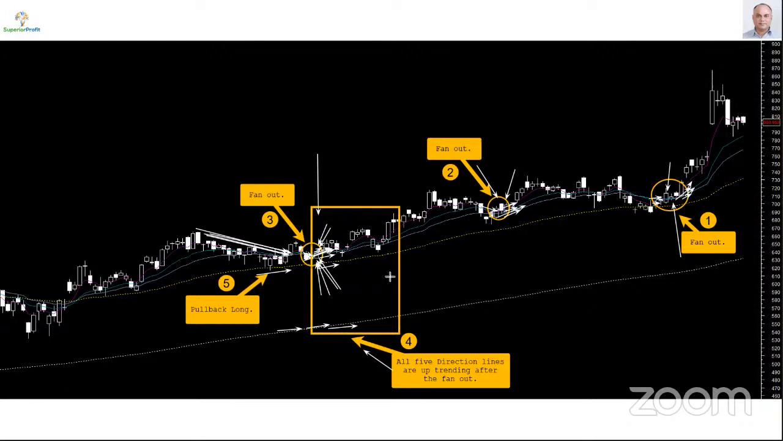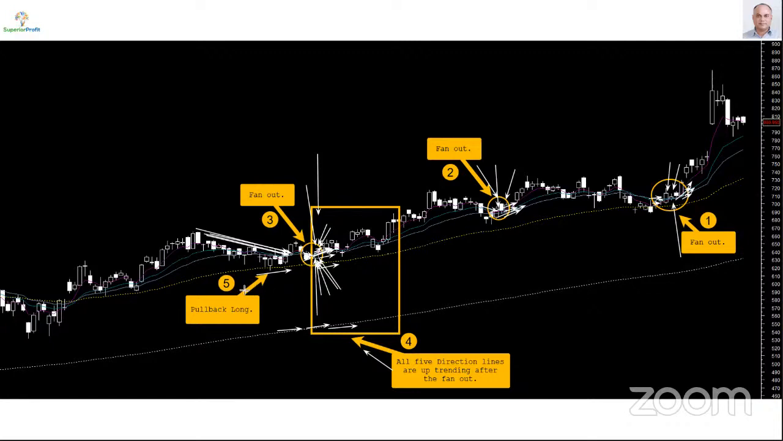Again, these are not checklist conditions for go with flow long setup, but as I mentioned, if I have go with flow, that's great. I take the trade. If I have go with flow with fan out, that is great. And now if I have a go with flow with fan out, and the first time all direction lines coming together in an uptrend, that's even better. And that would be in fact the lowest risk first time long opportunity in the stock.